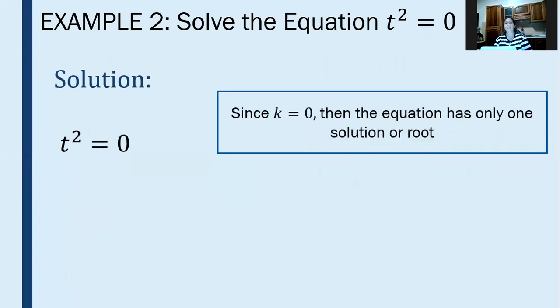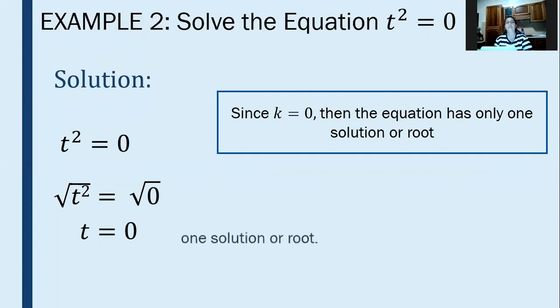Since k is equal to 0, the second property applies, so the equation has one solution or root. Square both sides of the equation. The square root of t squared is equal to the square root of 0. The square root of t squared is t, and the square root of 0 is equal to 0. Therefore, t is equal to 0. Again, since k is equal to 0, there is one solution or root.